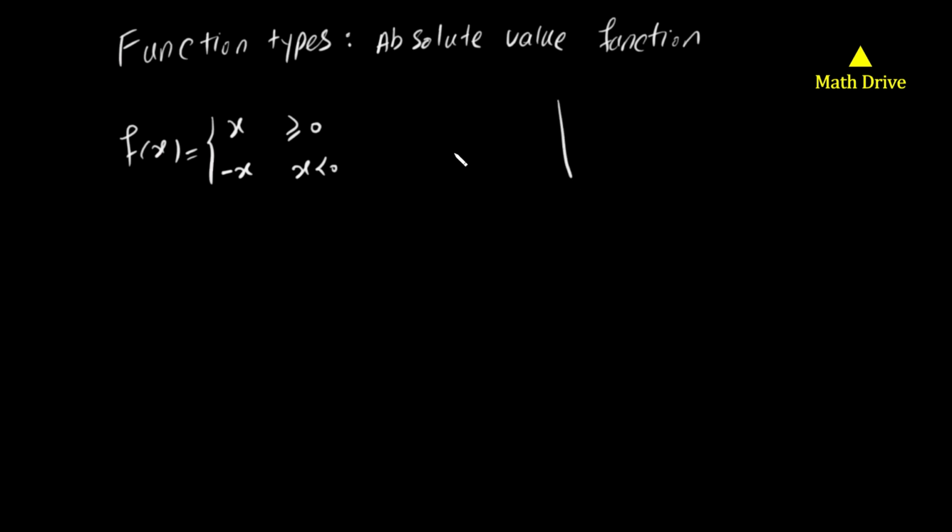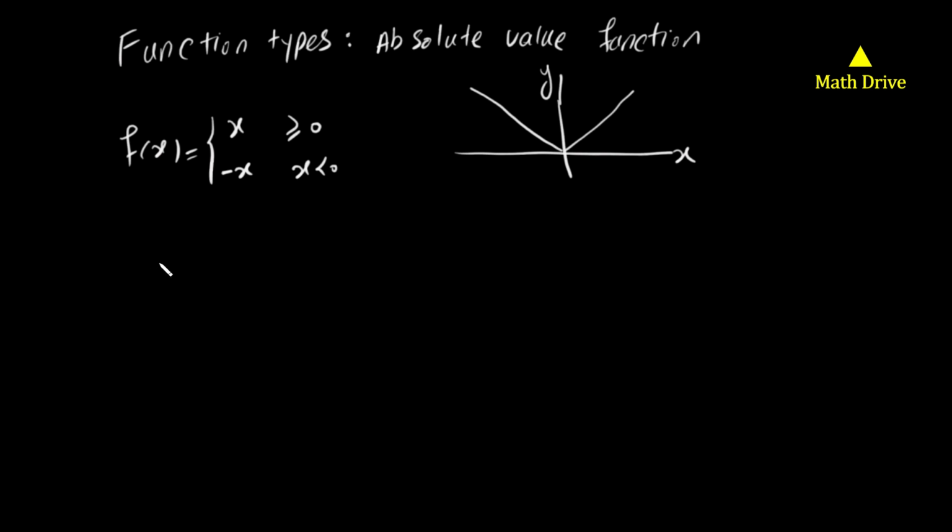The graph of this function is going to be, for positive x, y is equal to x, and for negative values, y is equal to minus x. So like this. Basically, the function output is always positive. For positive values, the output of the function is the same as the input, but for a negative input, the output is going to be the negative of the input, which again means a positive number.